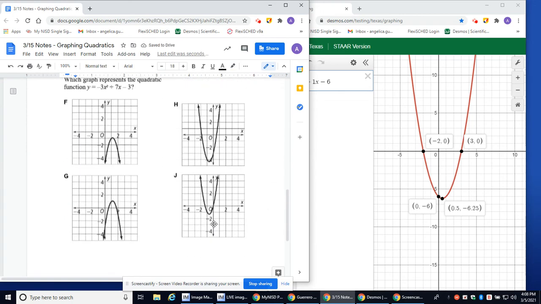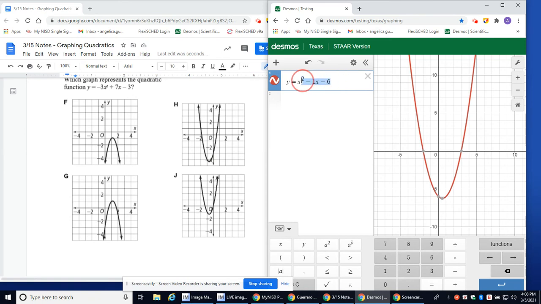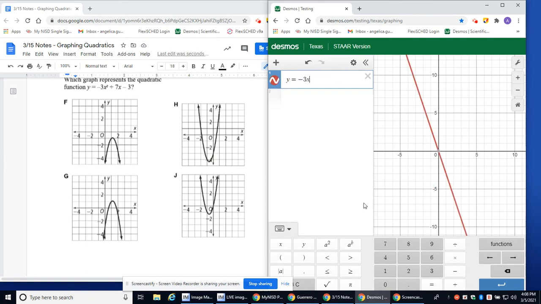In my next question, which function represents a quadratic function y equals negative 3x squared plus 7x minus 3? Again, I can use my graphing calculator to check. Negative 3x squared plus 7x minus 3. And when I graph that equation, I want to automatically recognize that because there is a negative in front of the 3 here, my parabola should be facing down, so I can eliminate the answer choices that have the parabola facing up.